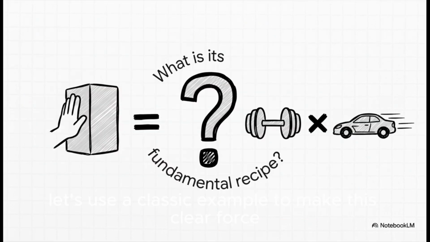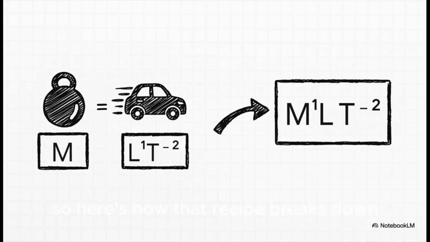Let's use a classic example to make this clear. Force. We all kind of know what force feels like, but what's its fundamental recipe? Well, we know the formula for force is mass times acceleration. So to find its dimensional recipe, all we have to do is find the recipes for mass and for acceleration. So here's how that recipe breaks down. Mass is one of those fundamental ingredients, right? So its dimension is just M, but acceleration is derived. Its dimension is length divided by time squared, or LT^-2. When you multiply them together, you get the unique dimensional signature for force, MLT^-2. That is its universal, unchangeable recipe.